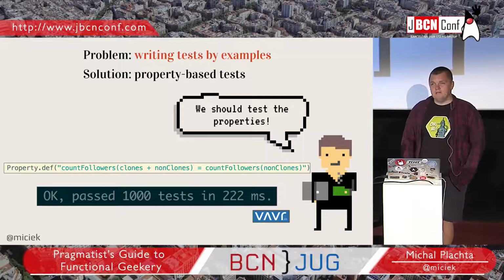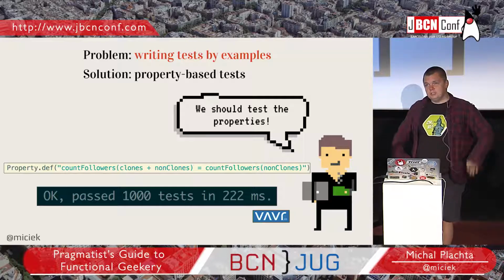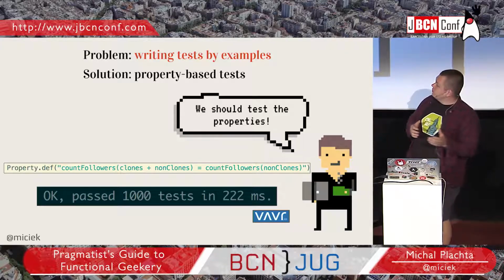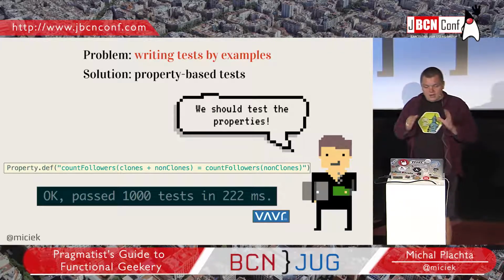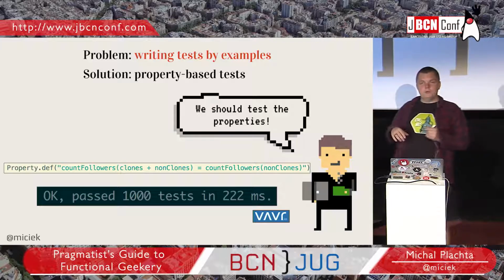And it's perfect for lazy programmers, really, because what we do is we just provide a property. We can have several properties. One of them, for example, is the count. You can see this in the snippet of code: count followers of clones and non-clones should be the same as count followers of non-clones, right?